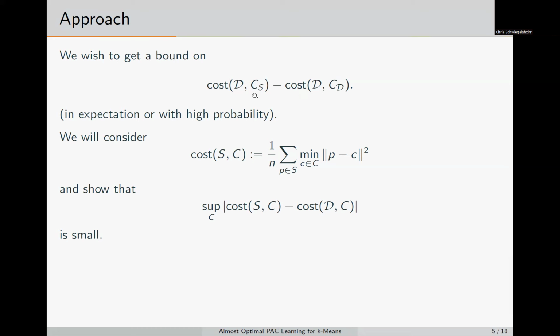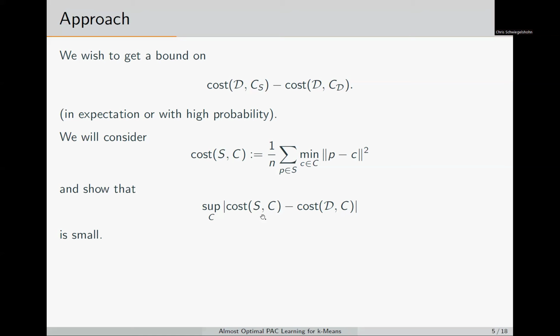And it is difficult to relate these two quantities directly. So to compare the performance of the empirical optimum to the true optimum, we're going to take a slight detour by considering the cost of a given solution on the samples, which is defined to be the normal k-means cost with this 1 over n normalization term. And now we're going to show that the cost on the sample is going to be tightly concentrated around its expectation, which is the cost on the distribution.